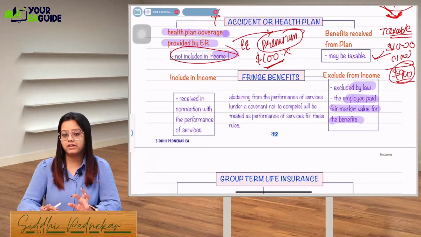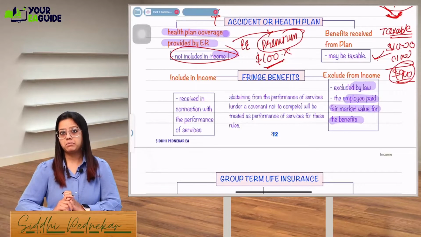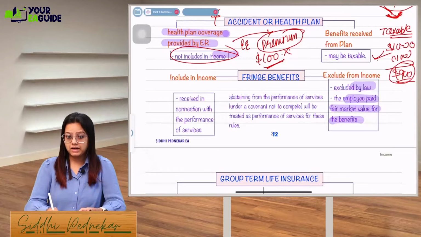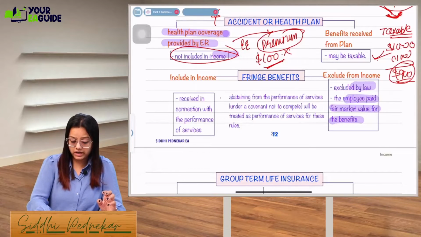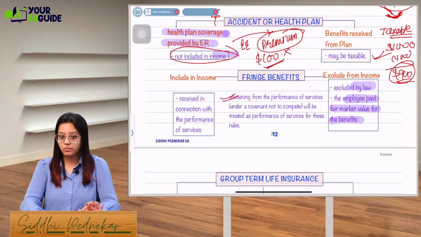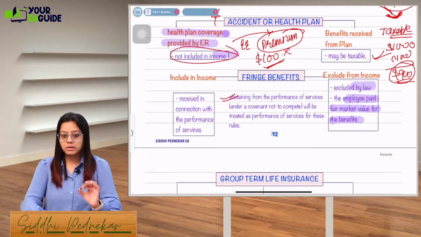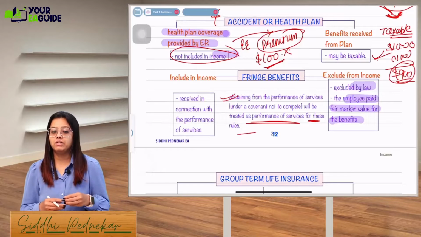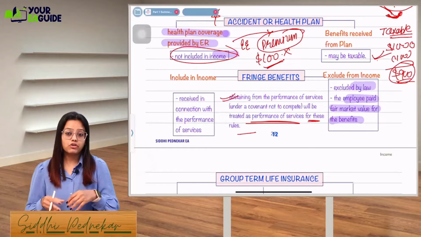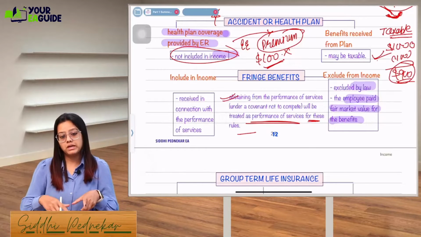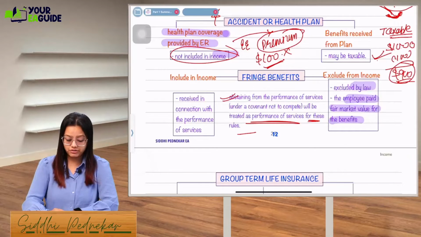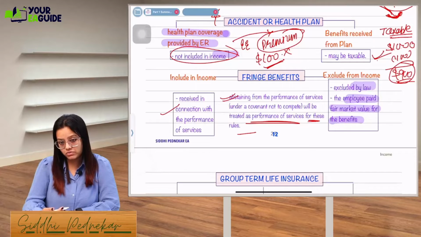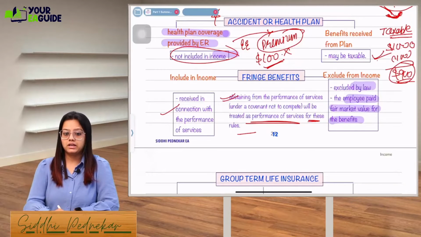That is fringe benefit. Or let's say my employer has restricted me from performing certain services under a certain agreement, a non-compete agreement. It is called abstaining from performance of a service under a covenant not to compete. It will be treated as a performance of service for the rule. Means whatever extra amount I get for not performing the services will be included in my income. That is a fringe benefit received in connection with the performance of service or for not performing services. Both will be added as my income.